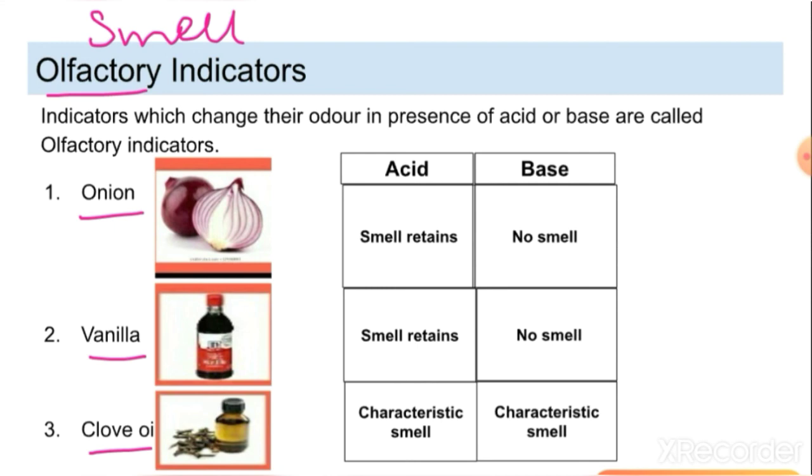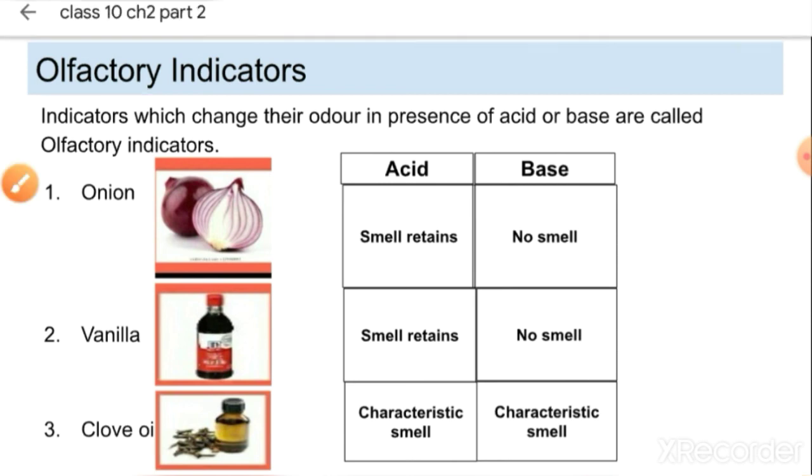Then clove oil also has a very distinct smell. In the presence of acid, it changes its smell. And in the base, again the smell will change. In the presence of acid and base, the smell changes, but these smells will be different from each other, and different from the smell of the clove oil itself. So these are the olfactory indicators.